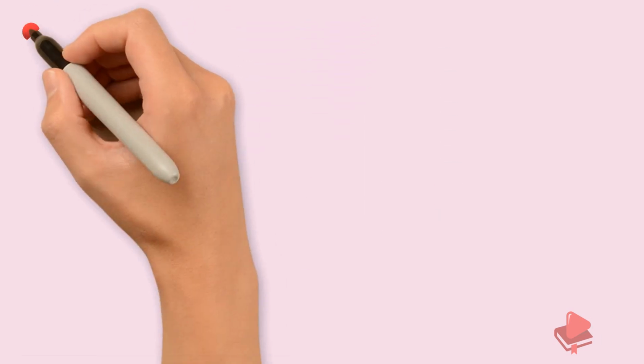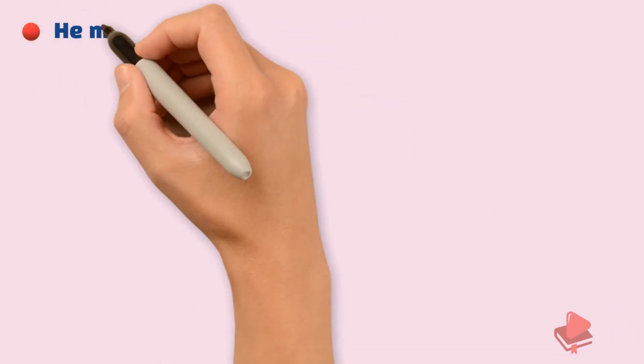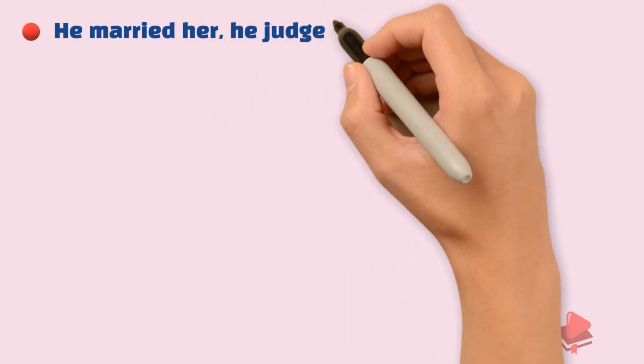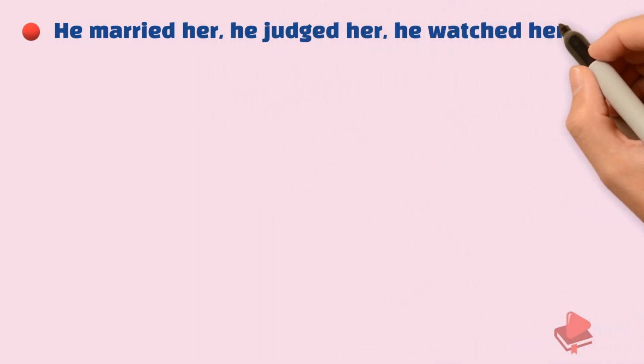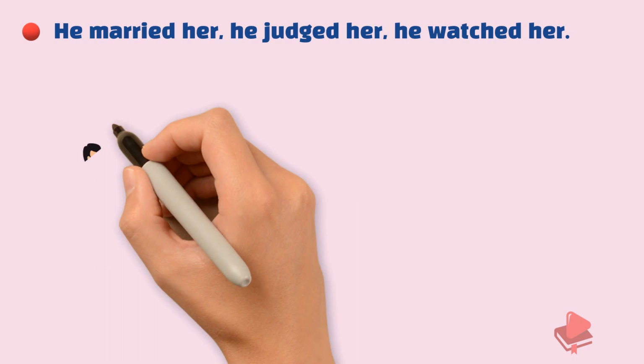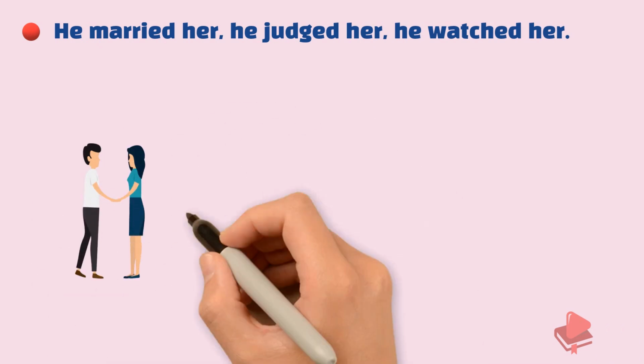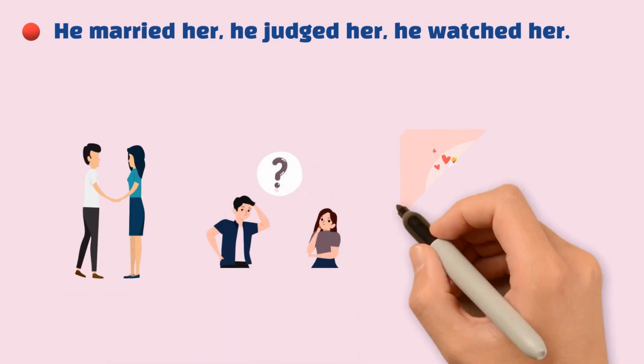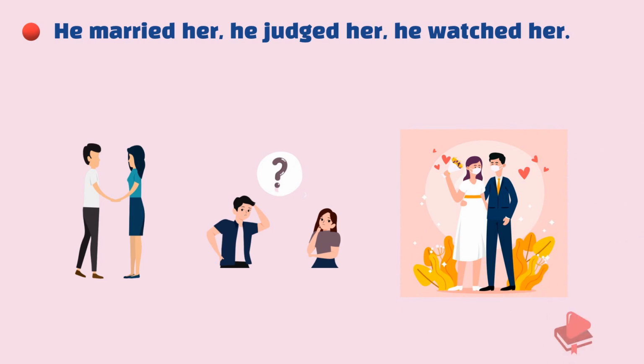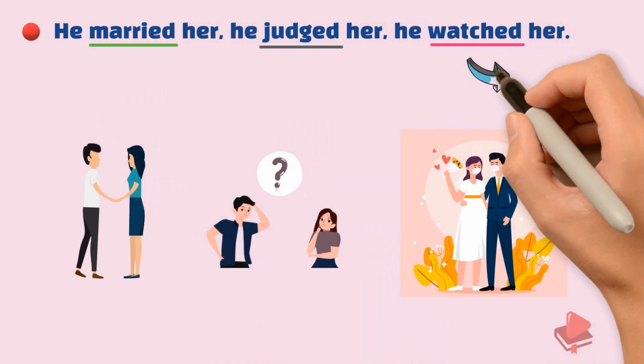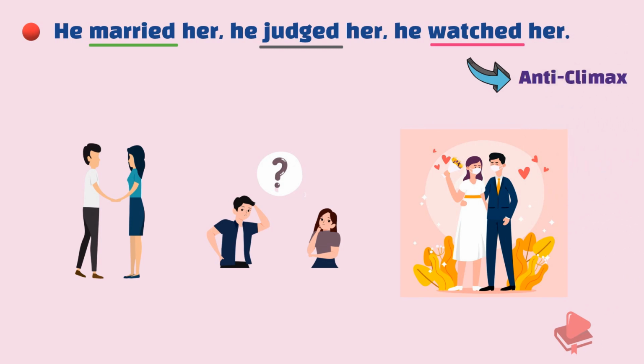Let's see one more example. He married her, he judged her, he watched her. Ideally, the statement should be, he first saw her, then he judged her, and finally he got married to her. But to make it humorous, the statement is in a reverse form. So it is an example of anti-climax.